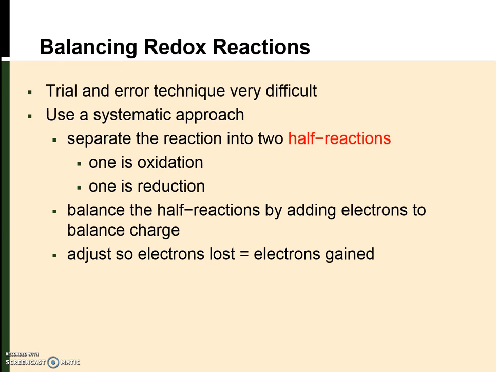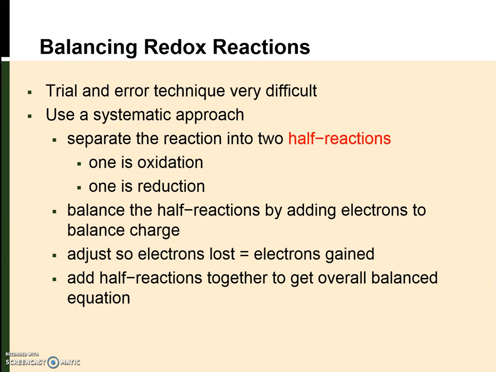Once we've balanced each of the reactions, we now need to adjust the number of electrons in each reaction so that the electrons lost in the oxidation is equal to the electrons gained in the reduction. The reason for this is that the electrons that are lost in the oxidation have to be used in the reduction, so the number of electrons in each step has to be equal. So we'll do this by multiplying each equation by some coefficient.